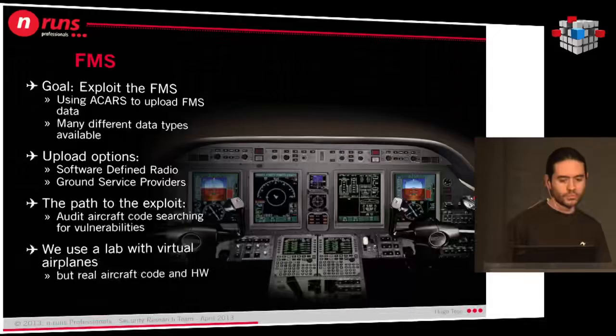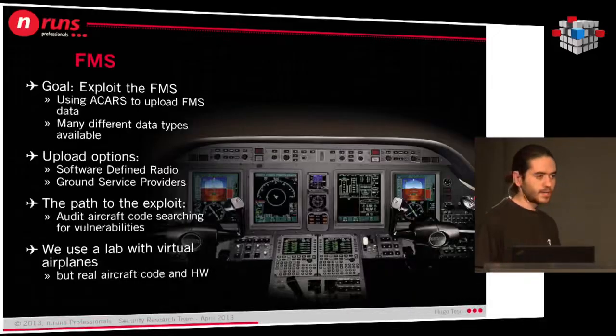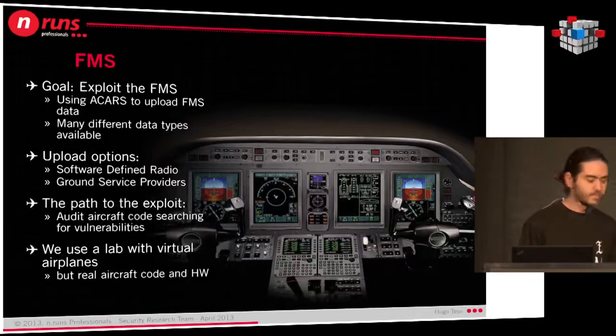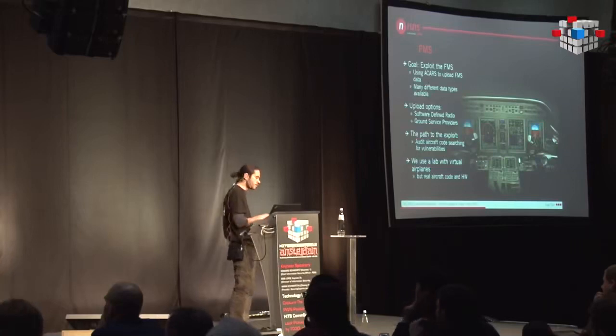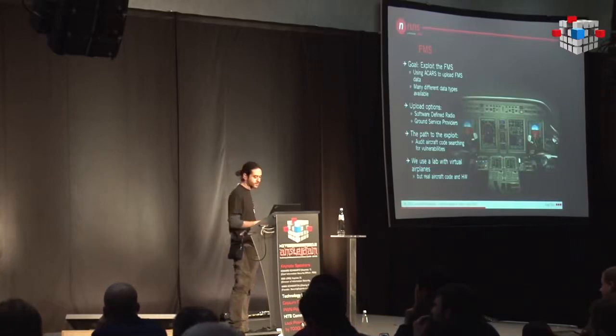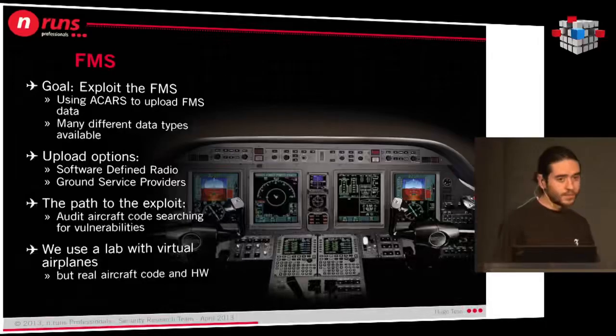Okay. The FMS, a brief introduction. Our goal is to exploit the FMS, one onboard system. The idea is to use ACARS communications to upload data into the FMS. And there are, as we'll see later, many different data types that we can try to send into the FMS to try to find vulnerabilities. The different upload options we have are software-defined radio for local area targeting, or ground service providers to try to cover worldwide targets. Okay, the path to exploit, as always, is get the aircraft code, search for vulnerabilities, code the exploits, and then try to deliver them.